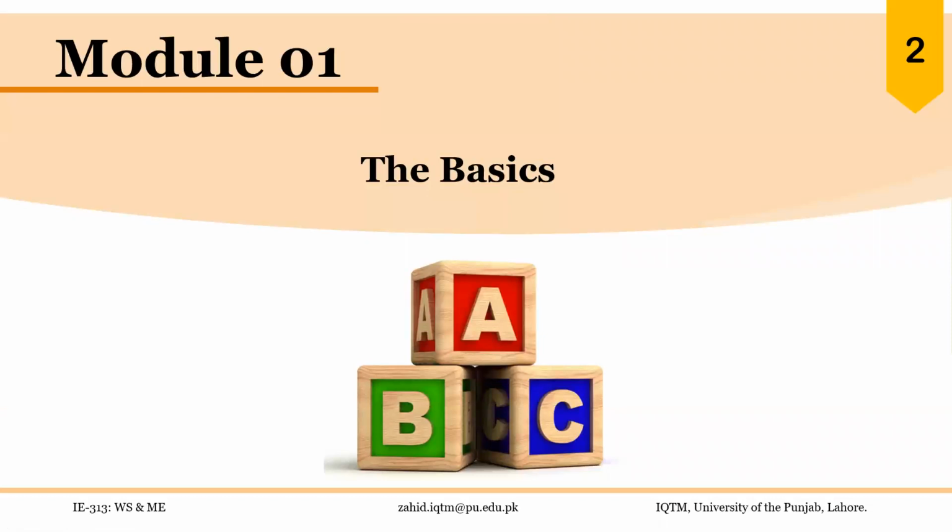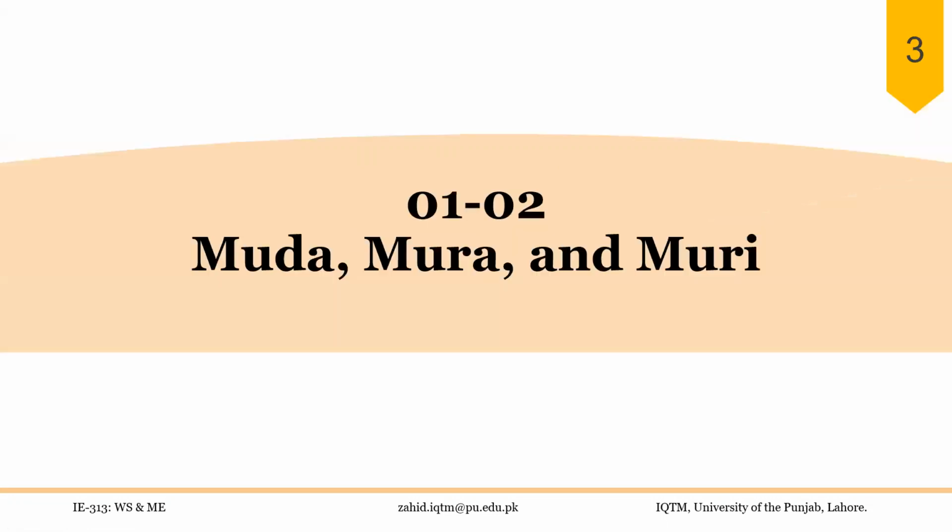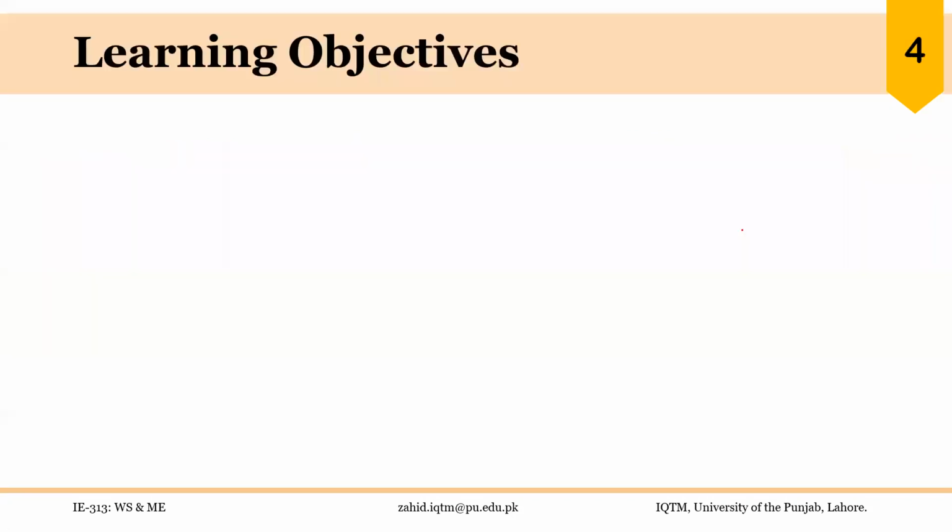We are on module 1. We are discussing some basics. In the previous segments, we discussed what is the focus of work and process design, what is productivity, its types, how to calculate productivity, and we also saw cost perspective of a process or a system. In this lecture, we will discuss three important concepts related to this course, and they are Muda, Mura, and Muri.